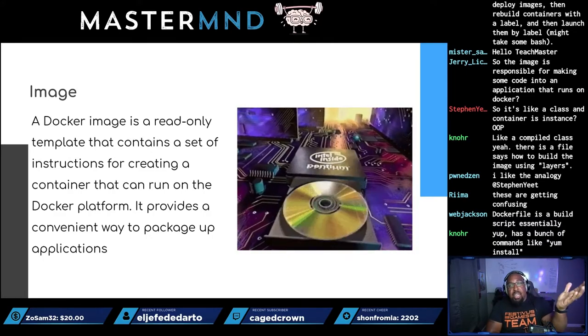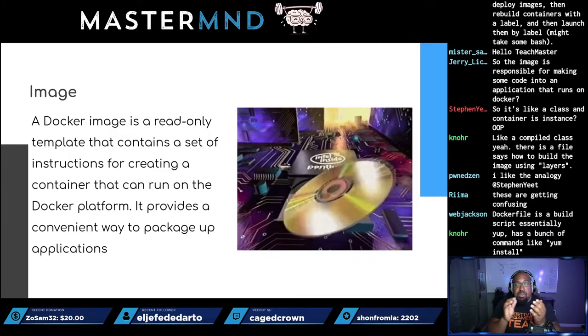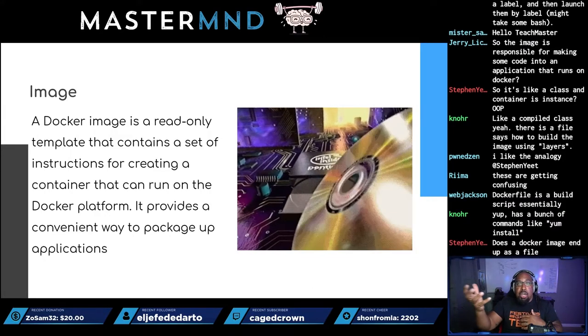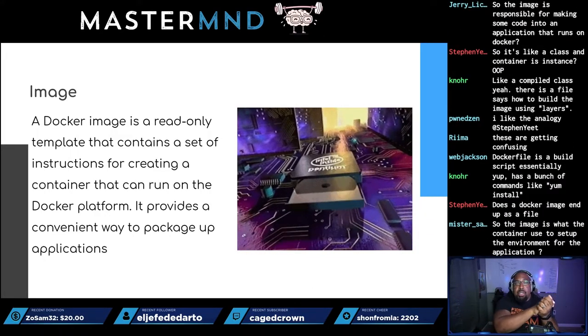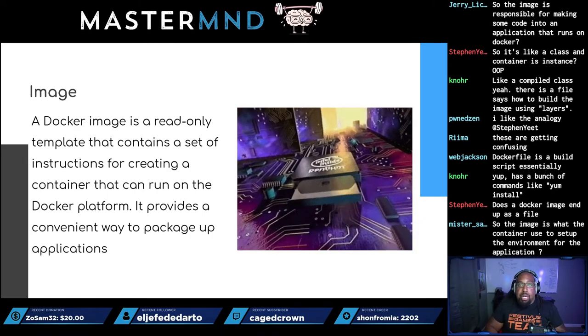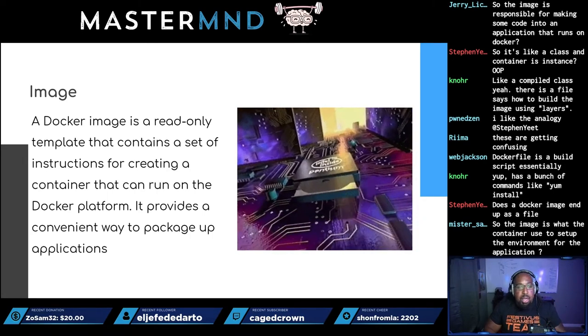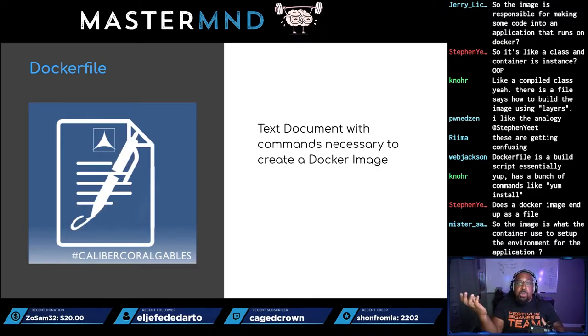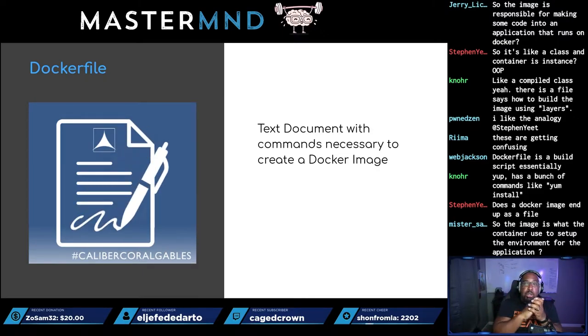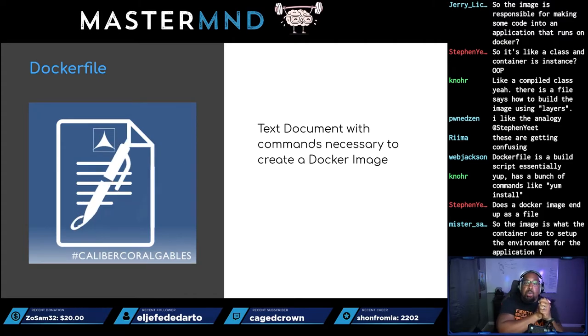And this DVD can only run in Docker. So you take your application, all the stuff that needs to run, burn it to the CD. And now you can run it inside of Docker, but it's just the DVD. And a Dockerfile is how you burn the CD. You use a Dockerfile to burn what you need to the CD.